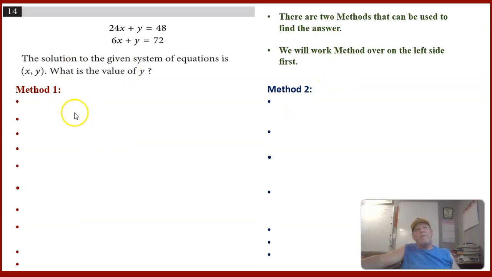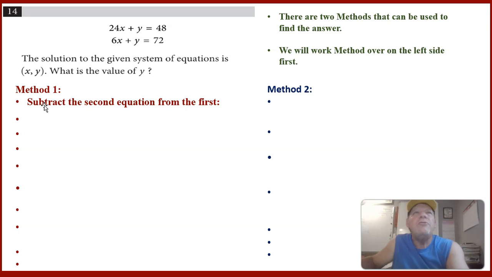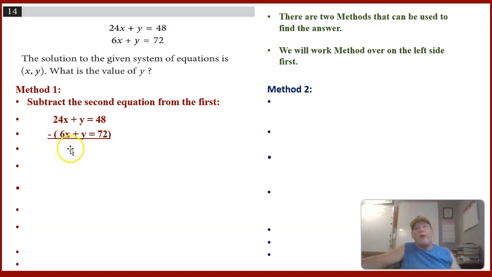So we're going to start on the left and do method 1. On method 1, you just have to subtract the second equation from the first. So there's my first equation. There's my second one. I'm going to subtract it. Now, some people can write it like this and subtract the 6x from the 24x, the y from the y, the 72 from the 48.